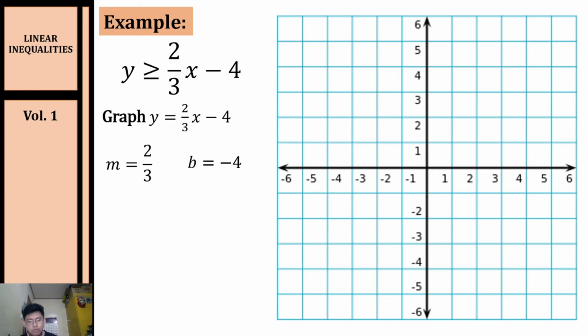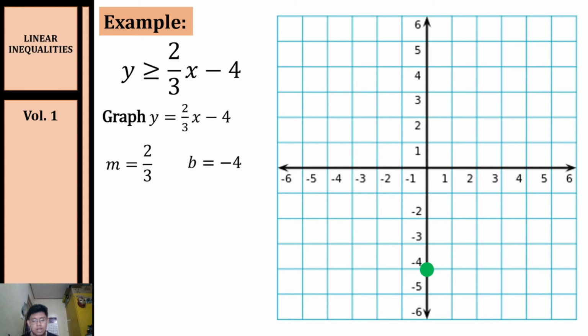So first is we plot our y-intercept. So let's plot negative 4 in our y-axis. So it is located here. So take note that we use a closed circle. Take note that we used a closed circle because our inequality symbol is greater than or equal.